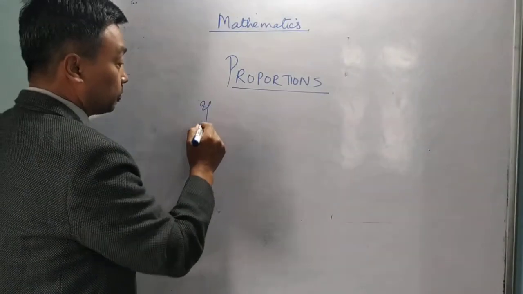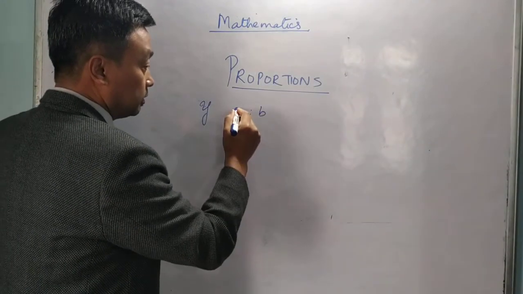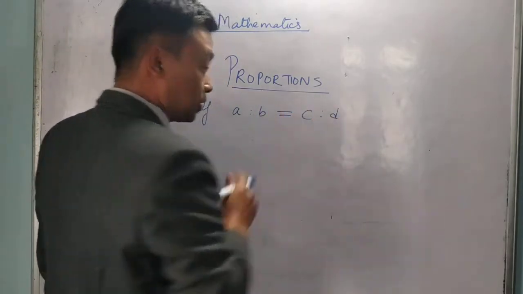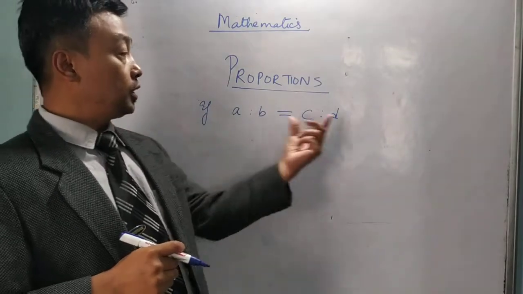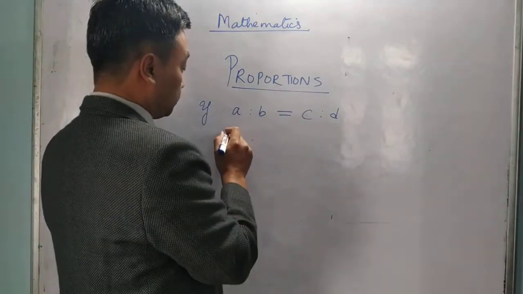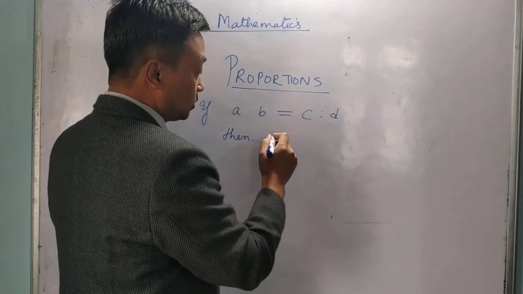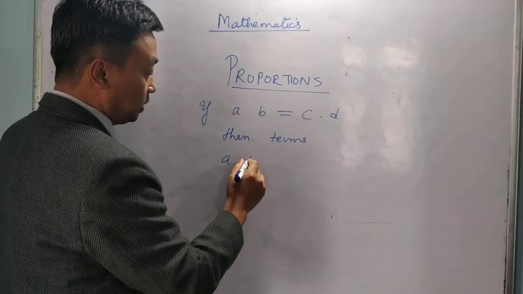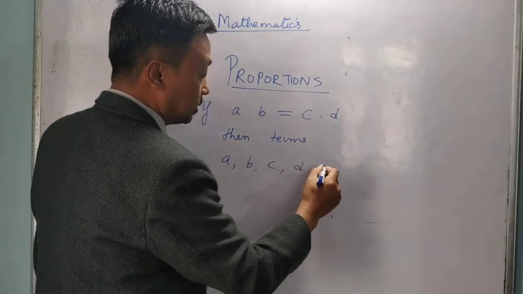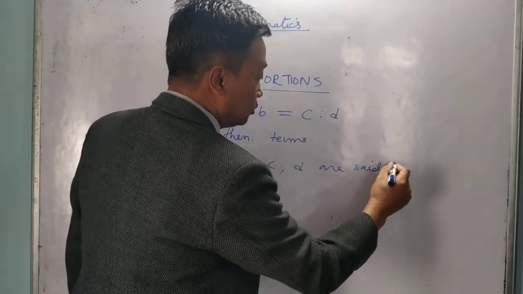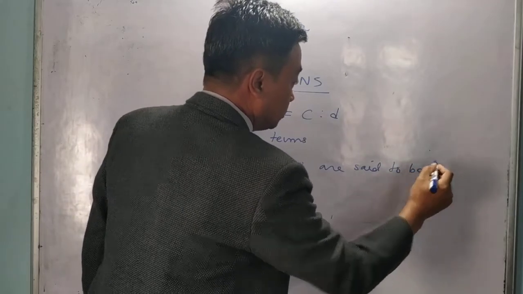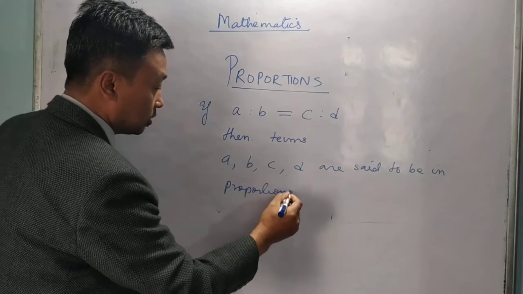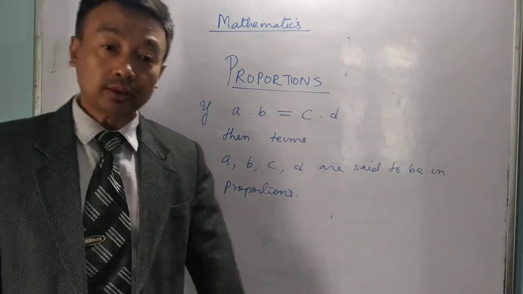Like if you take, if A is to B, this is the first ratio, equals to C is to D, this is the second ratio, and these two ratios are equal, then the terms, we have four terms here, A, B, C and D are said to be in proportion. Okay, so it is quite simple.